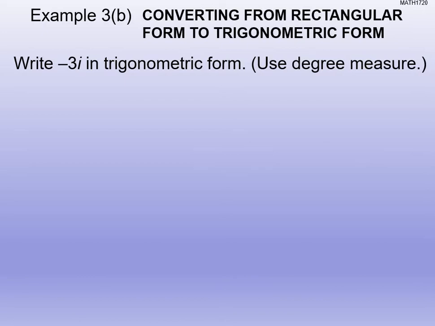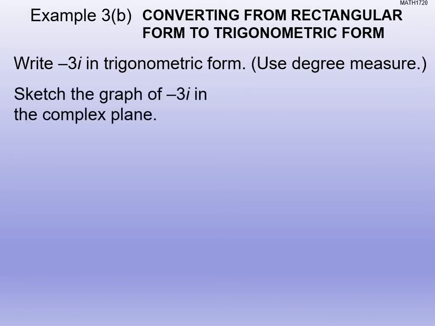Alright, let's pay attention to this one. We want to write negative 3i in trigonometric form. What's missing here is what, the first thing, right? It doesn't look quite right. It's missing the real component. The real component is still a part of the problem though. It's 0 in this case. You need to make sure that you use 0. Alright, and the negative 3 is in the imaginary direction.